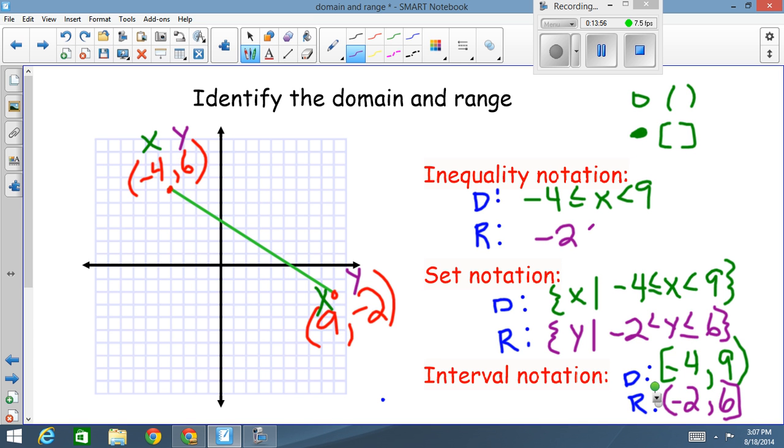I will tell you this, as we move forward and as I ask you to practice these in class, the one that I really want you to be able to show is interval notation. It's easier, I know. That's the one we're really going to stick with, but I have to expose you to the other few.